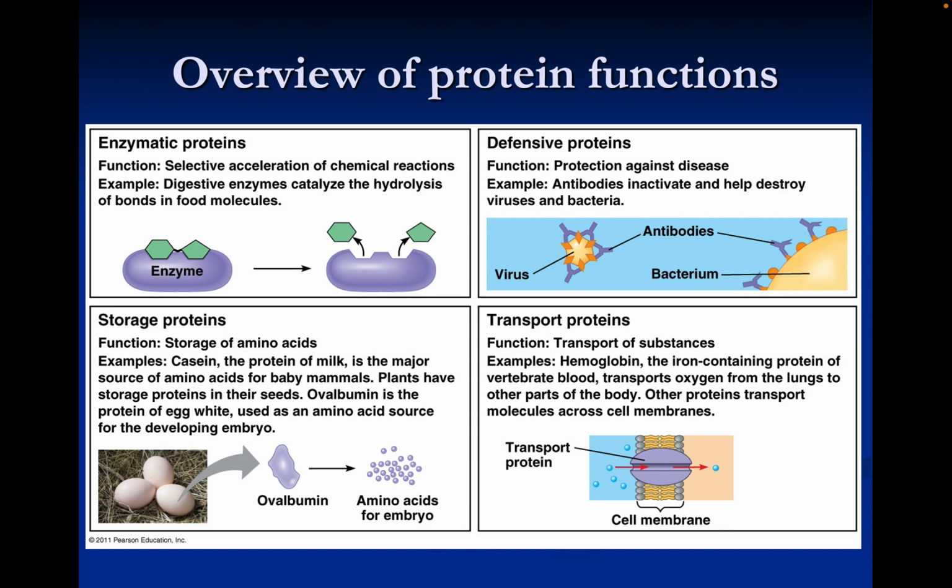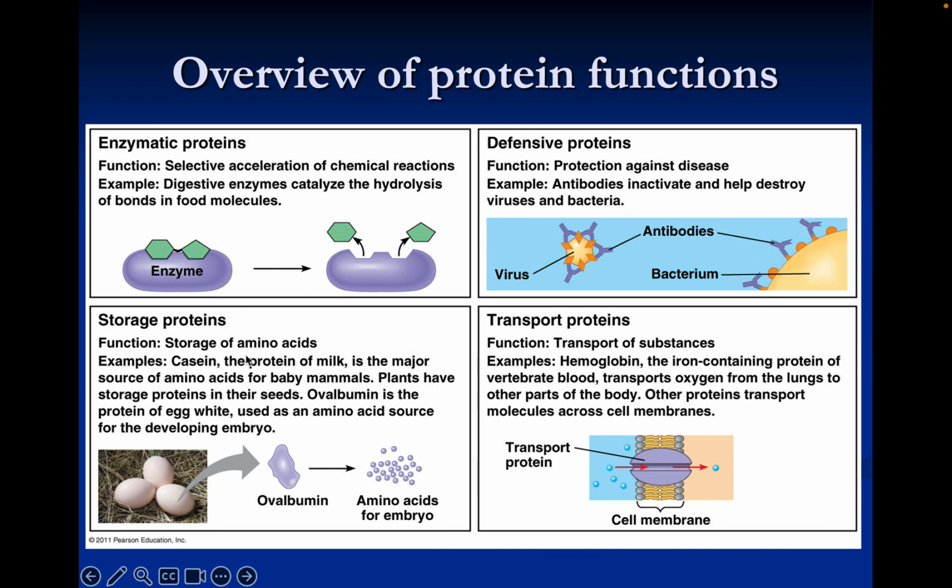All right, so an overview of protein functions. We have enzymatic proteins. They do selective acceleration of chemical reactions. For example, digestive enzymes catalyze the hydrolysis of bonds in food molecules. We have defensive proteins, and these function against disease. Antibodies inactivate and help destroy viruses and bacteria.